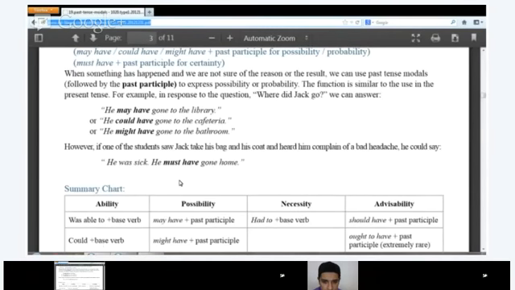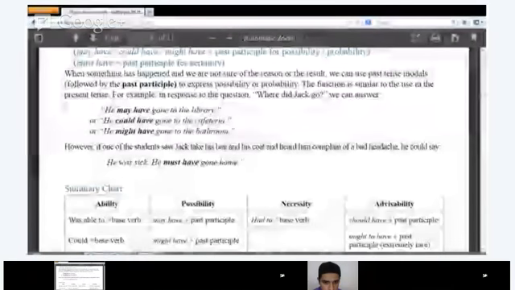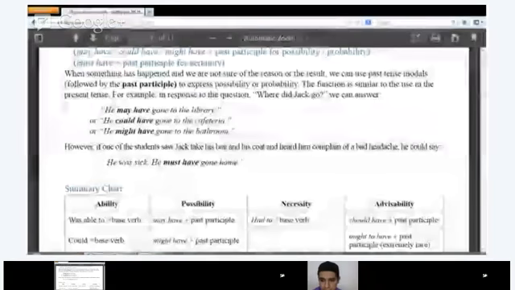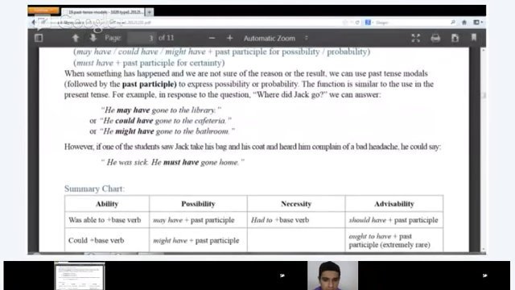I had only one question, Chad. What is the difference between possibility and probability? Possibility and probability, they're the same. It's possible that I may go to sleep by 1 o'clock tonight. It's probable that I may go to sleep by 1 o'clock tonight. You can use them, they're interchangeable. Okay. Sure.